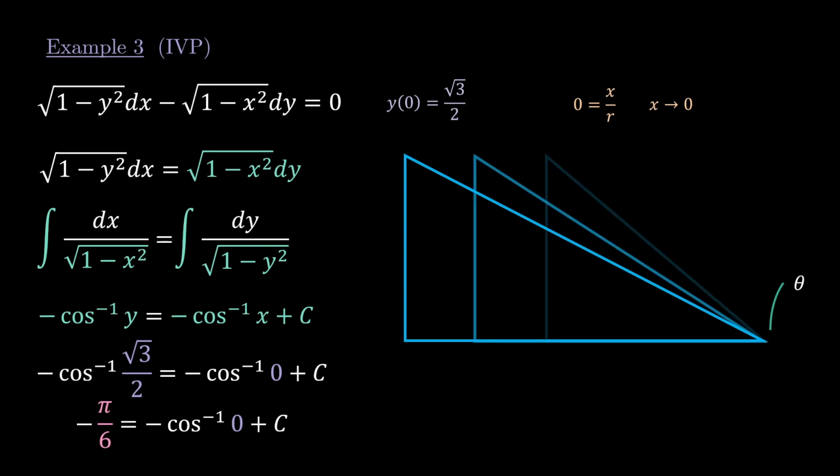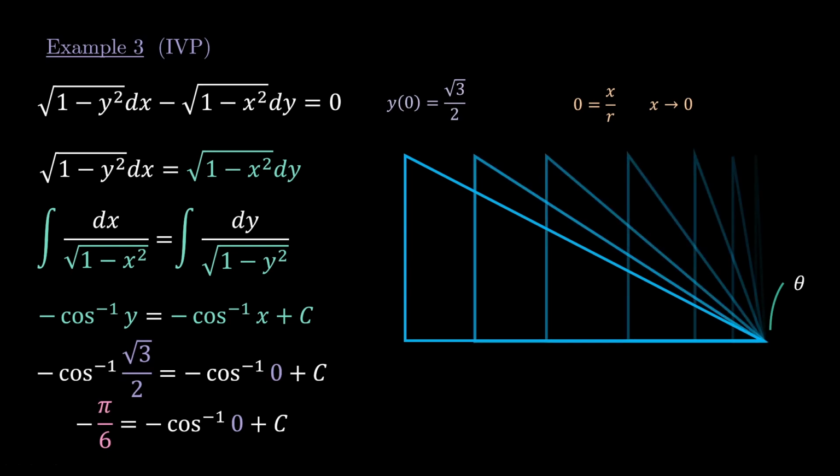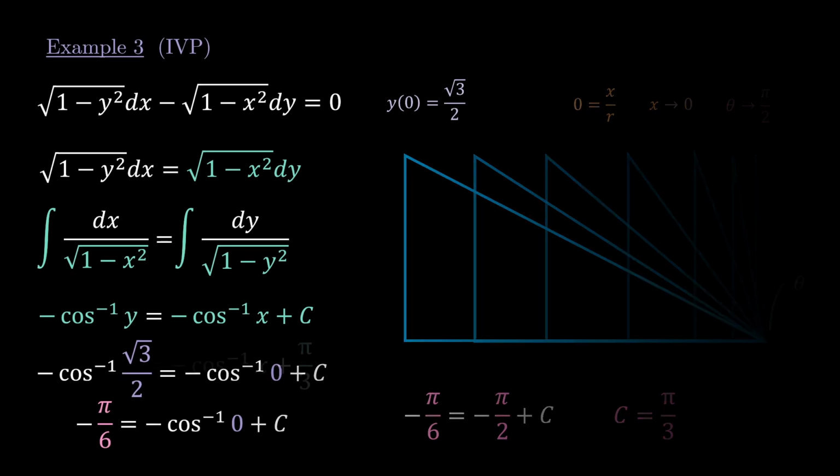We can imagine the triangle slowly, the x side getting smaller and smaller and smaller. Well, if the x side gets smaller and smaller, what happens to theta? We see that theta reaches pi over 2. So that is our angle, and we can plug it in. Solving for c, we get. So we can go ahead and plug back in for c and clean the slate.